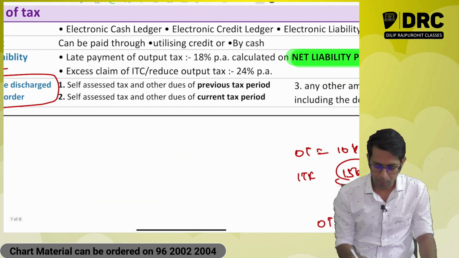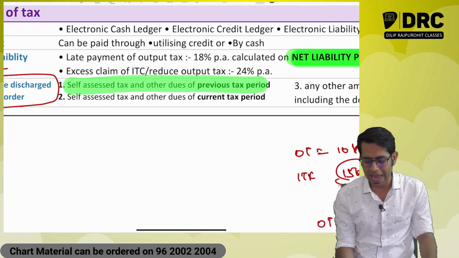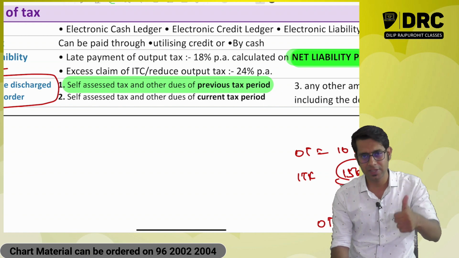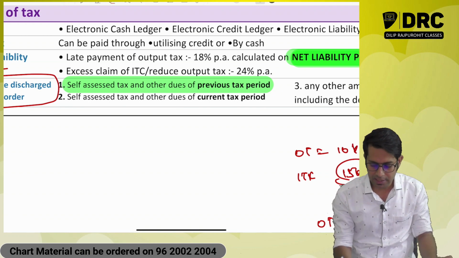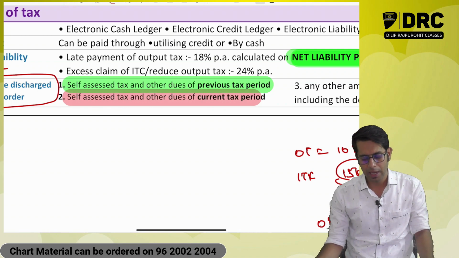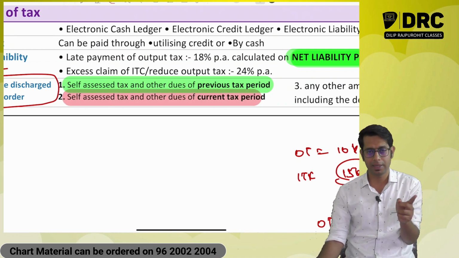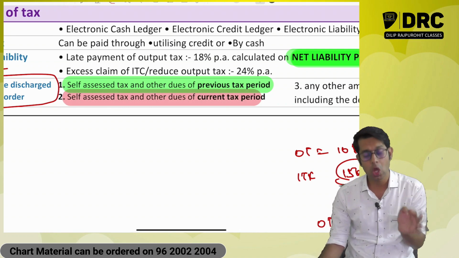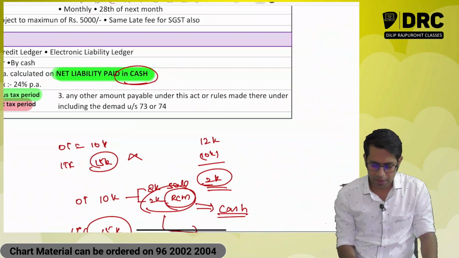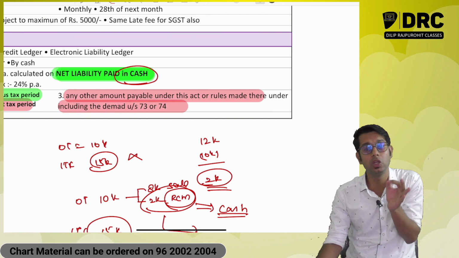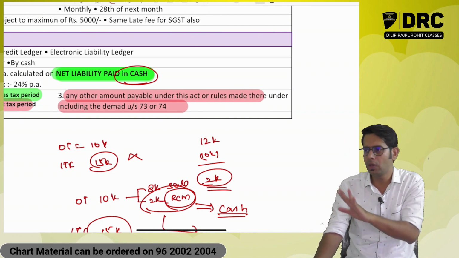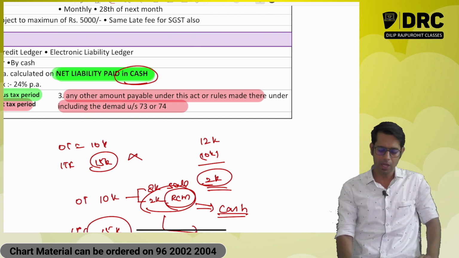First, you should use that amount for paying the self-assessed tax and other dues, that is self-assessed tax liabilities, interest and the late fee liabilities of previous tax periods. Then you can use the amount for paying the self-assessed tax and other dues of current tax period. Then if anything is left over, you can use the balance amount for paying any other dues under this particular act, including the liability under 73 and 74.